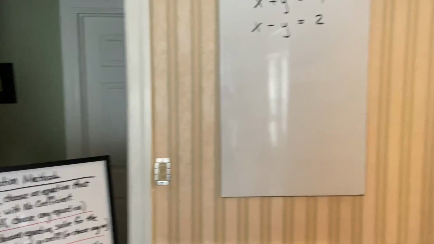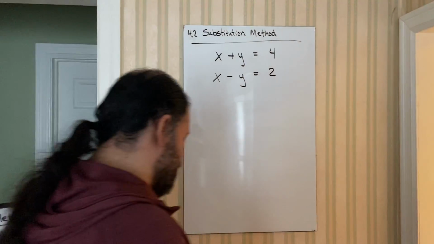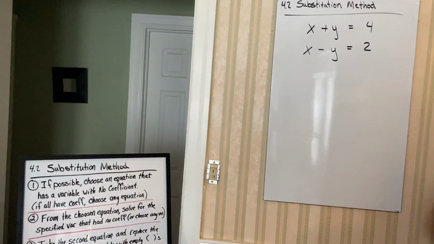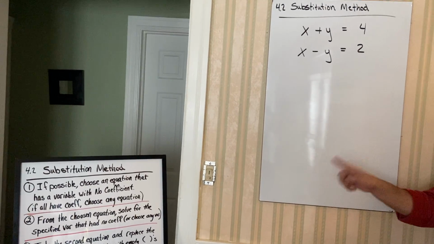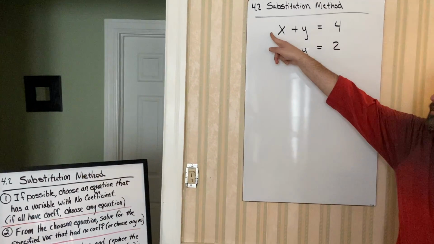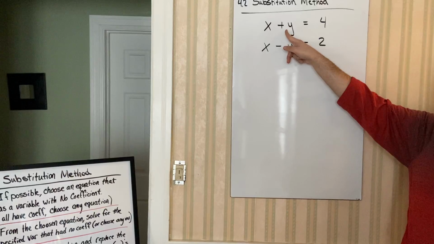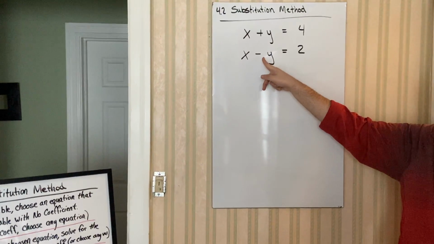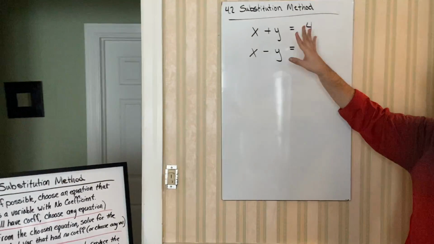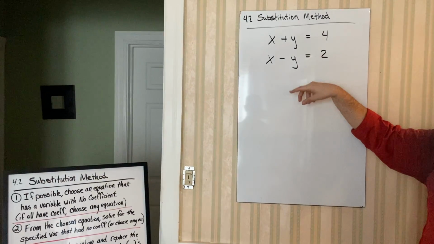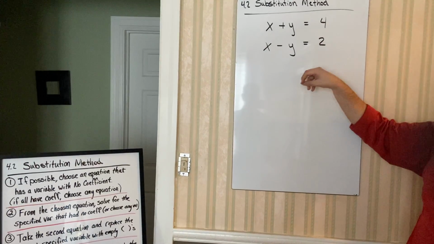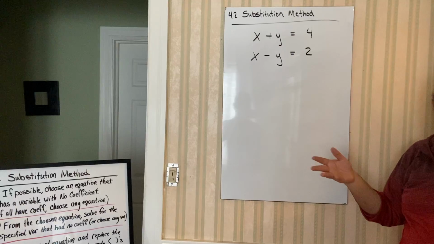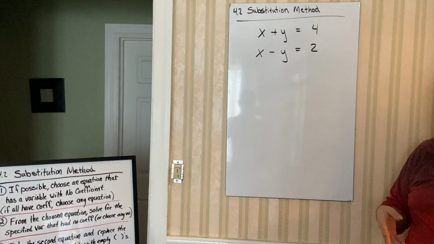So let's take a look at the board and look at step 1. Step 1 says, if possible, choose an equation that has a variable with no coefficient. Notice this x, no coefficient. Notice this y, no coefficient. Notice this x, no coefficient. Notice this y, no coefficient. This is one of the simpler problems. Questions 2 and 3 will have coefficients. So notice, since none of them have coefficients, you can choose any equation that you want to solve for.